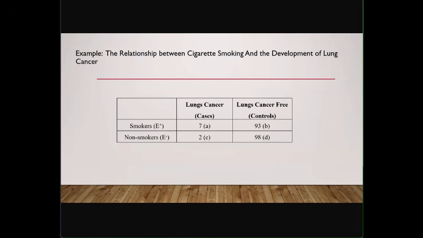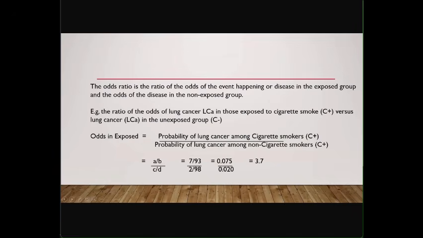Among those who have lung cancer, who were smokers are 7. Among those who were smokers but did not have lung cancer are 93. Among those who are non-smokers but had lung cancer, 2. Even though they are non-smokers, they still had lung cancer, because it's not only smoking that causes lung cancer. Then also, they are not smokers, and they also do not have lung cancer. That's why I say lung cancer free. They are 98.